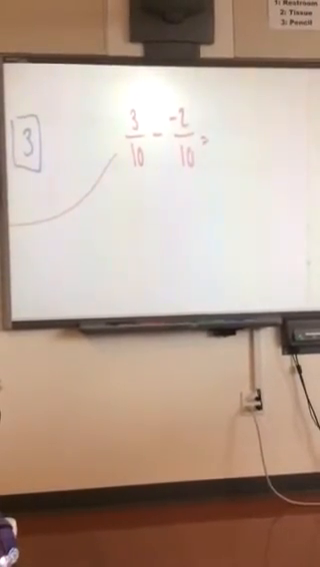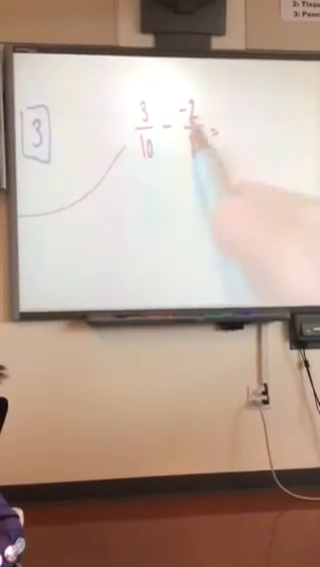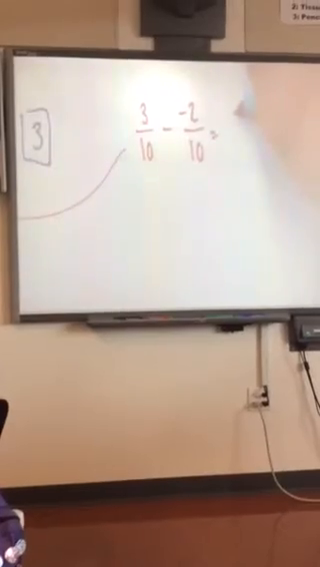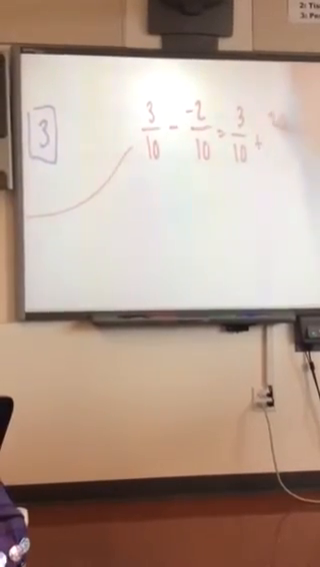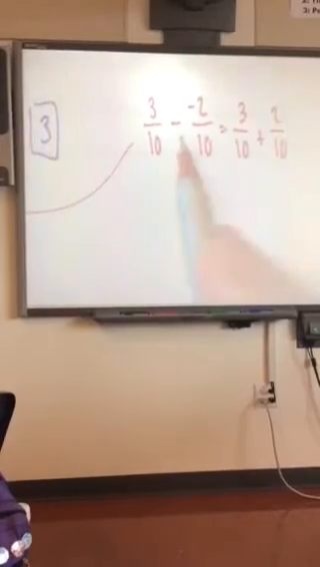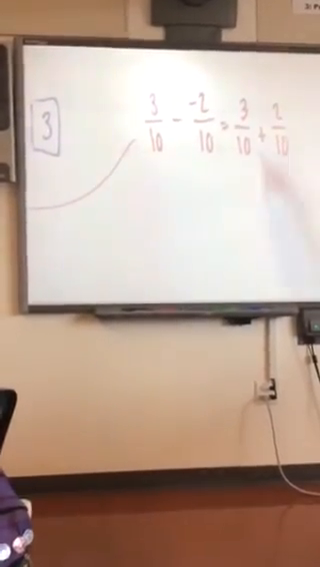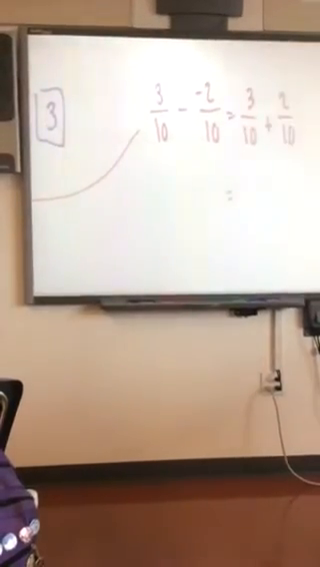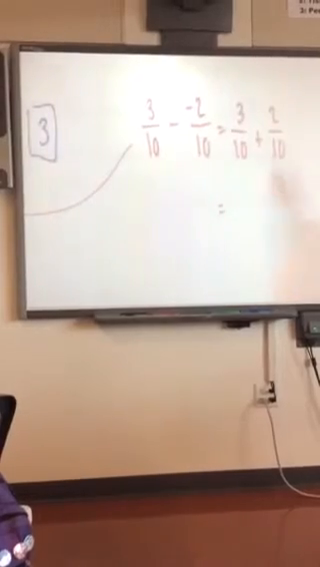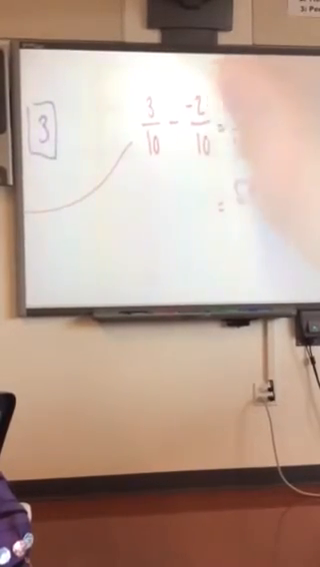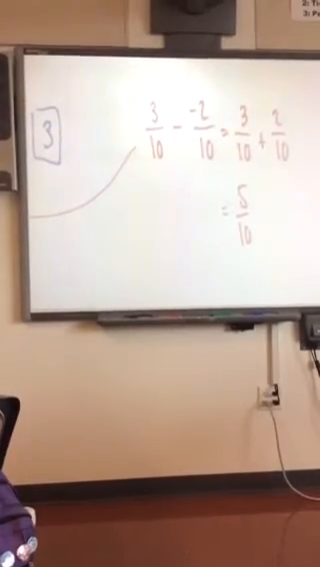So with this, what I'm going to do is, we're subtracting a negative, right? So I can change this to 3 over 10 plus 2 over 10. Because when we subtract a negative, it's the same as adding the opposite number. 3 over 10 plus 2 over 10, we add the numerators and the denominator will remain the same, so we get 5 over 10, which is a valid answer.